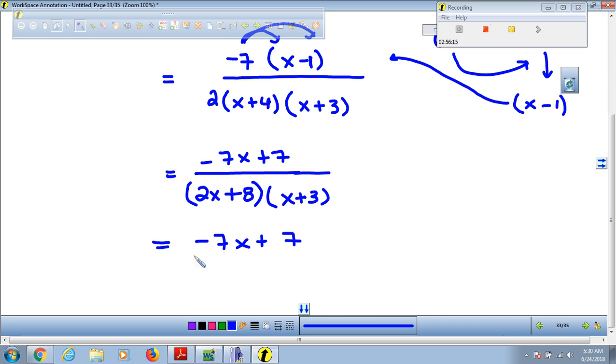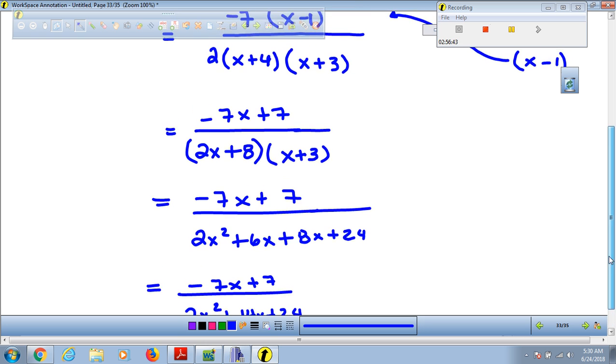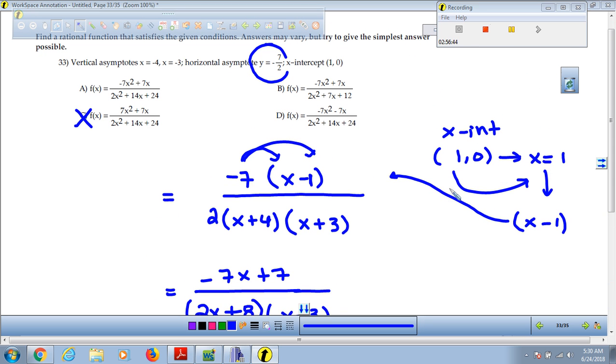I'll leave this as it is, even though I know this is not the same as any numerator. So this is going to be 2x to the second. I'm going to FOIL the denominator. Plus 6x plus 8x plus 24. Two x squared plus 14x plus 24. Let's see. Is there any denominator like that? Okay, so then b is out of the question because the denominator is different.